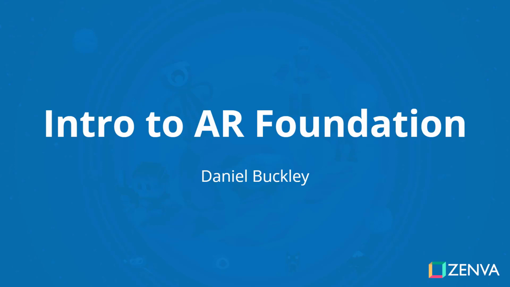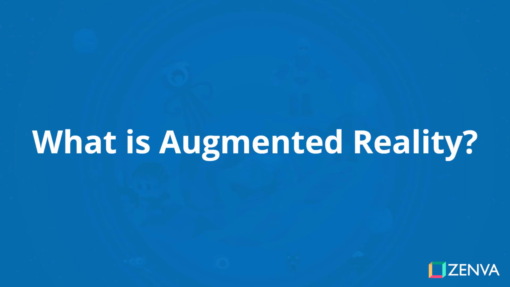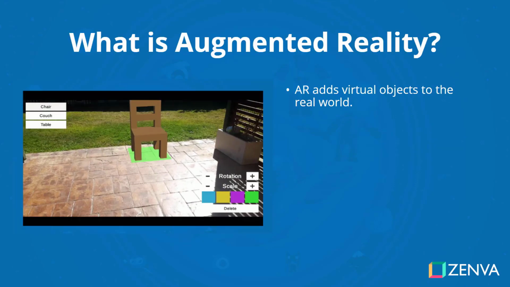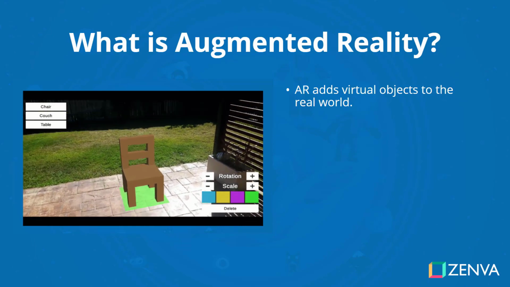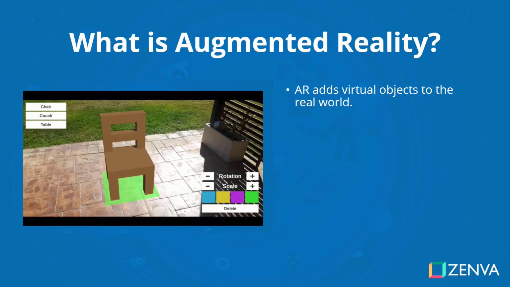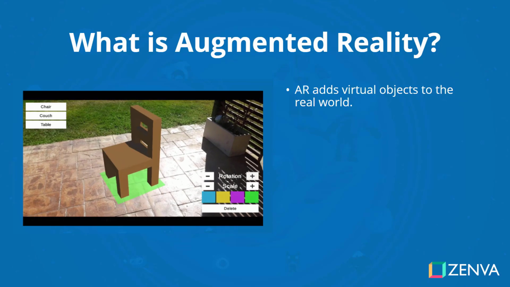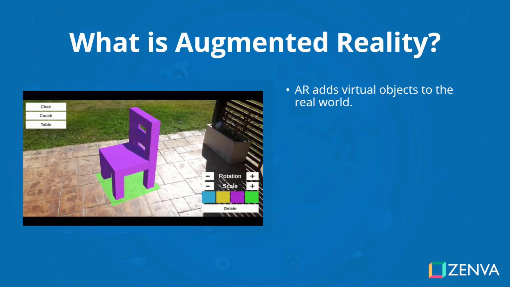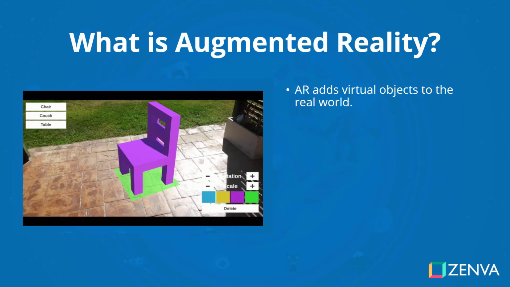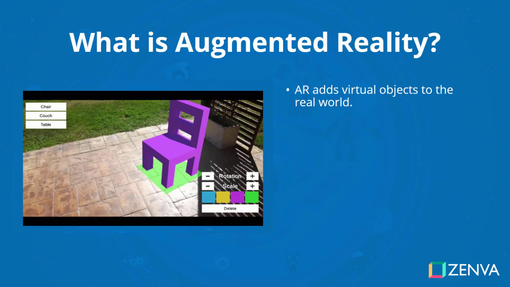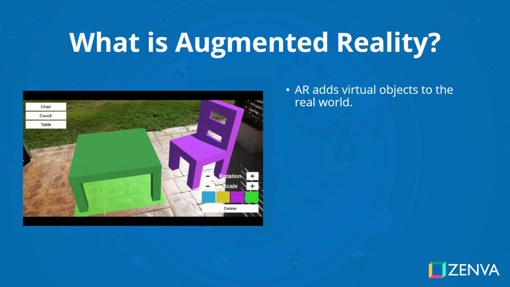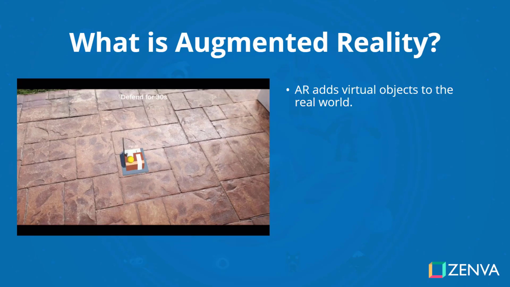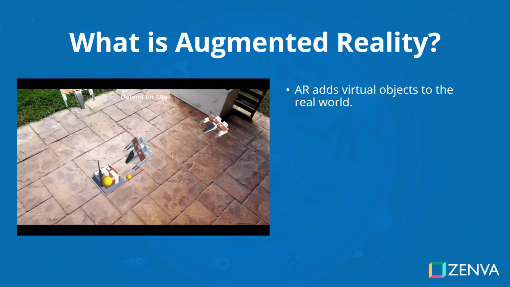So, first of all, what we need to talk about is what exactly is augmented reality? Well, augmented reality is basically adding virtual objects into the real world. This can be stuff such as 3D models and maybe even measurements. This is not to be confused with virtual reality. Virtual reality is creating an entirely virtual environment around you, whereas augmented reality is just augmenting your existing one.